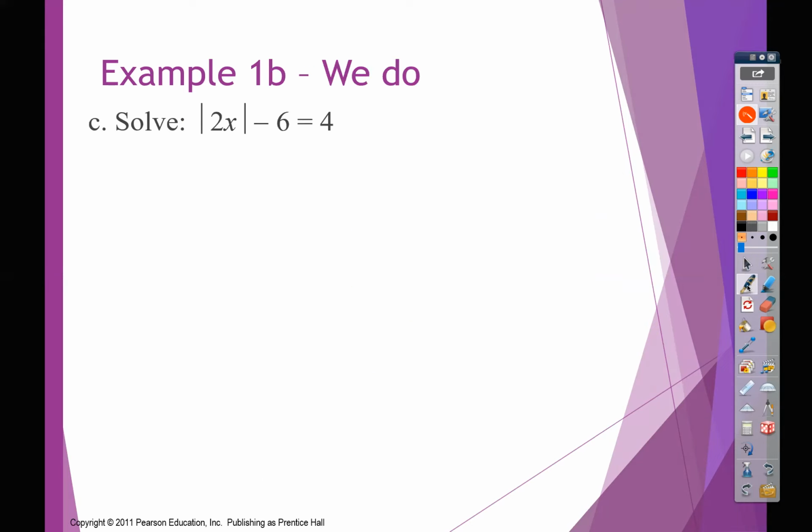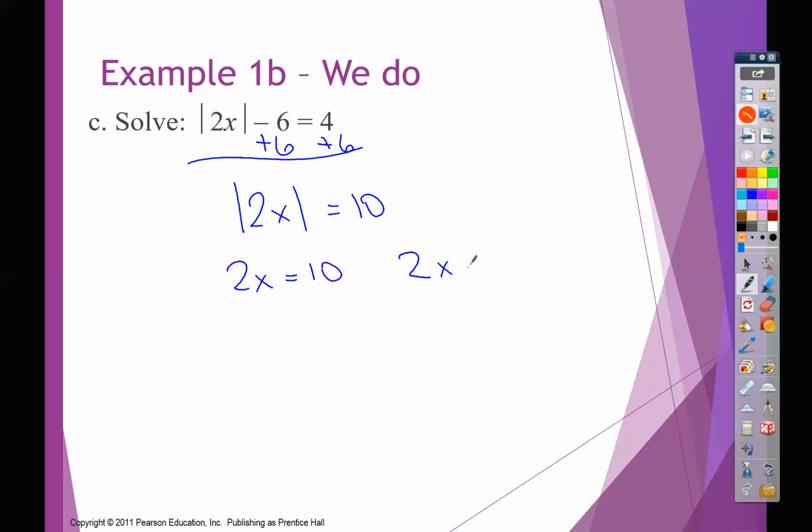Okay, so remember what I told you in the beginning, that it is very, very important that you isolate the absolute value before you set it up both ways. So the very first thing that I'm going to do is isolate that absolute value. So I've got the absolute value of 2x equals 10. Now that it's by itself, that's when I set it up and say, okay, what's in an absolute value could either equal positive 10 or negative 10. And then solve it both ways. So I've got x could equal 5 or x could equal negative 5.